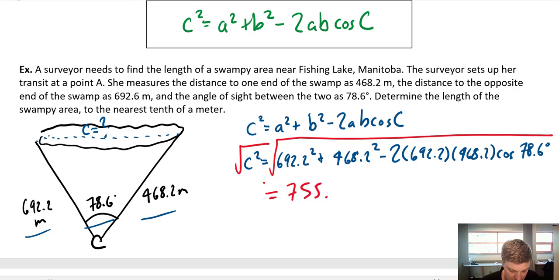To the nearest tenth of a meter, so 755.1. Now, it's useful to look back, and again, I didn't draw my picture perfectly to scale, but I think it's close-ish. When I look at this picture, it makes sense that this side could be right around 755 meters. That's in the ballpark of reason. If I got an answer of 100 meters or something like that, that really wouldn't have worked.